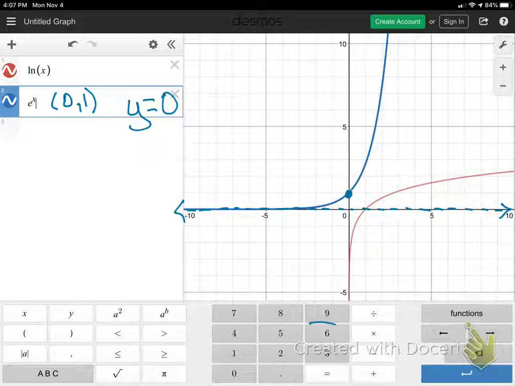Then, if I had something in parentheses with the x, it moved left to right. If I had something outside the parentheses, it moved up and down. Now, when we start talking about logarithmic graphs, that's going to change. The first thing that's going to change, yes?